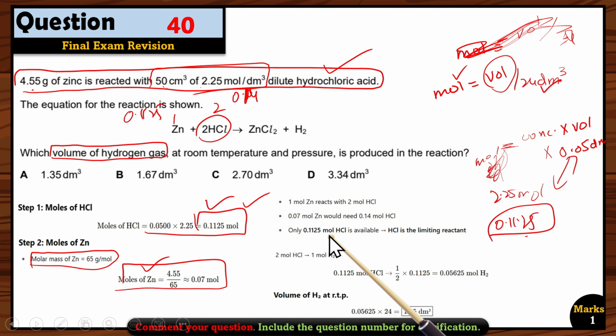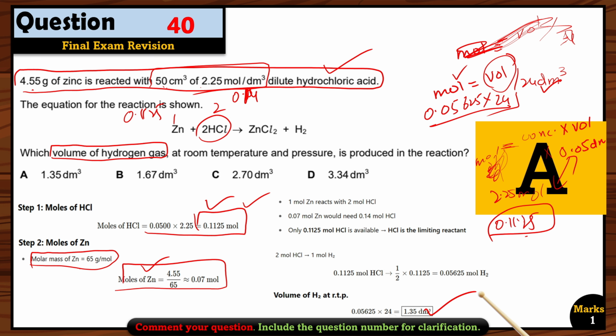Once you know that 0.1125 mole of HCl is actually available and it is the limiting reactant, we'll use the same moles to calculate for H2. If 2 HCl is giving you 1 hydrogen, then 0.1125 will give you how many hydrogen moles? Of course, 0.05625. You just have to multiply with 24 dm cube and then you will get your answer. And your answer will be 1.35 dm cube.